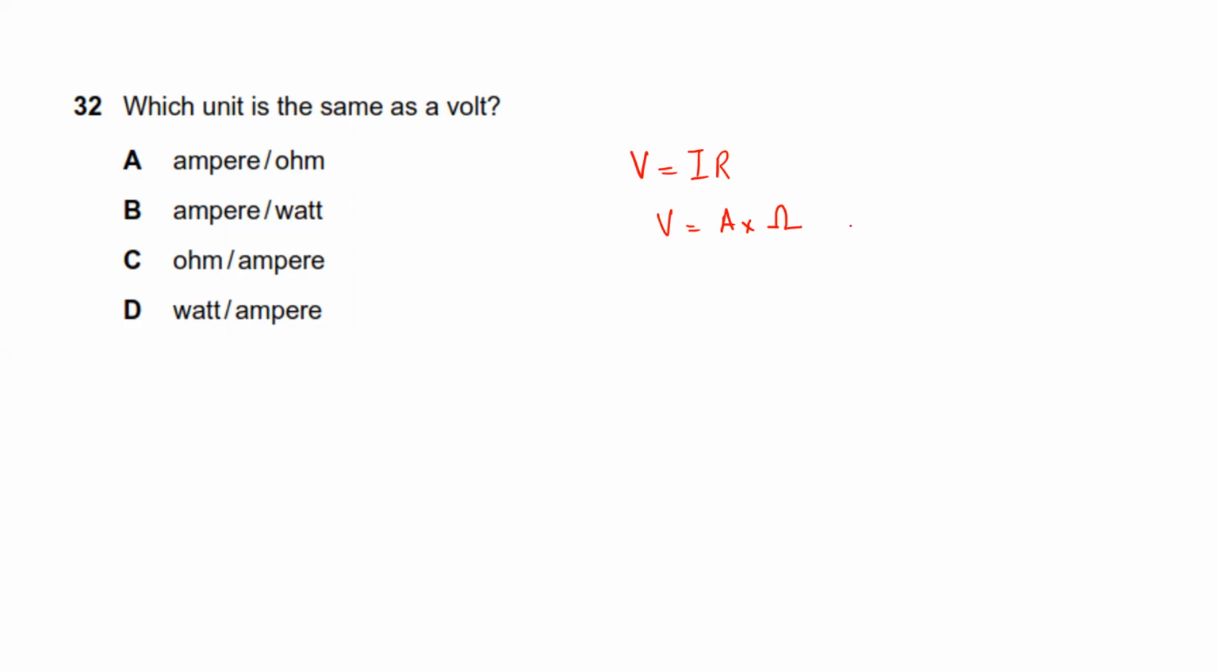So let's see power. So what is power? Power equals V times I, and voltage is equal to wattage divided by ampere. So this is another unit of power. So wattage divided by ampere is another entity that has the same unit as volt.